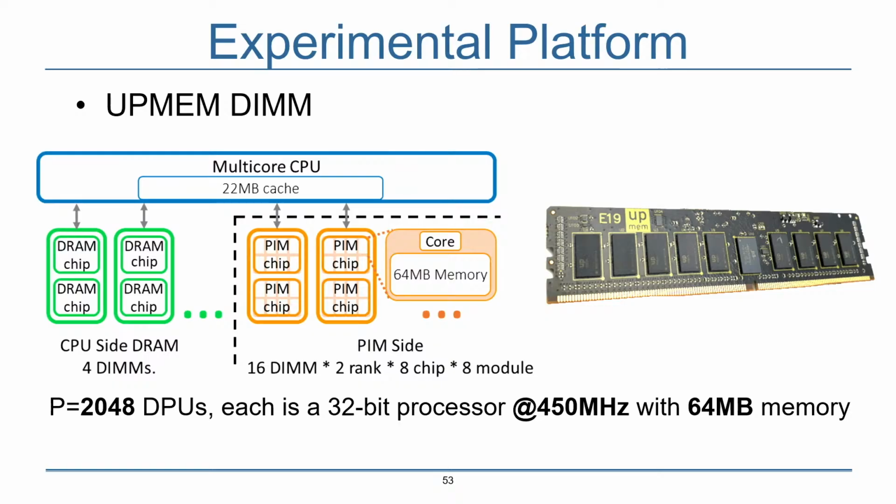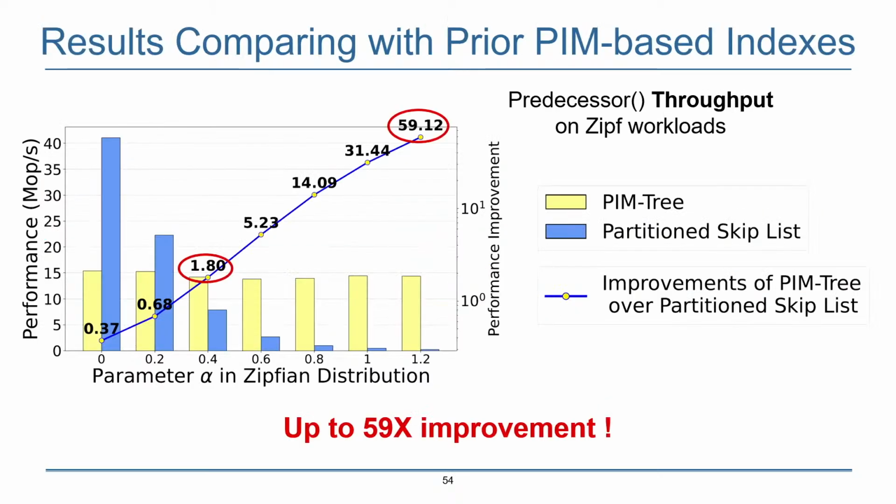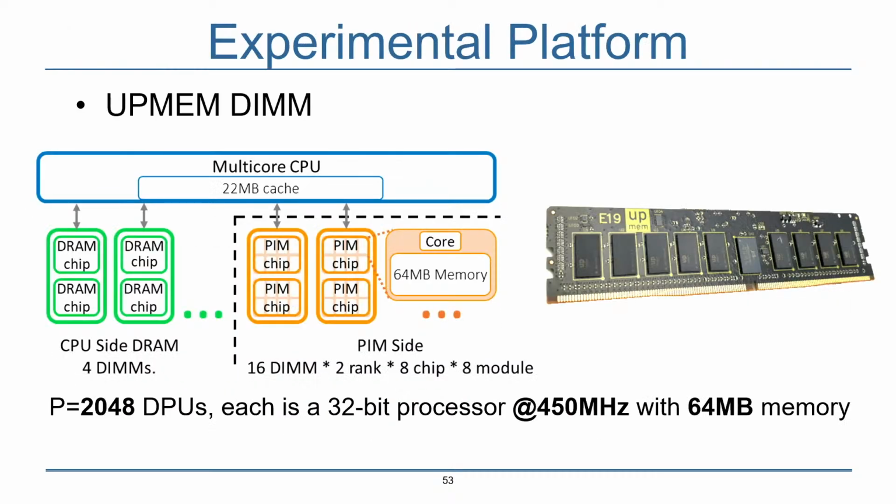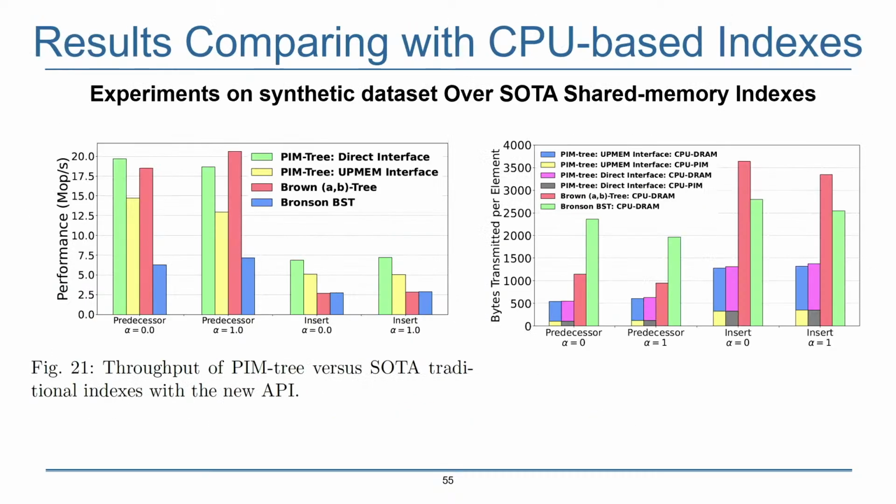Even though our algorithm ensures that the CPU cache cost is P polylog, it's actually P log squared P. This 22 megabytes is still not enough, so we get lots of overflow here. That's the main contribution to our current communication. The real communication between CPU and PIM is small. If we have a larger cache, this should reduce, and we have some experiments on that.